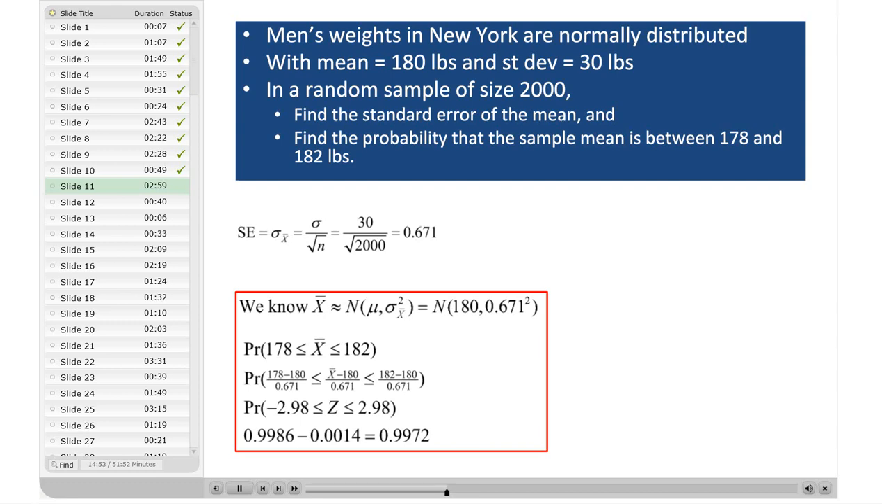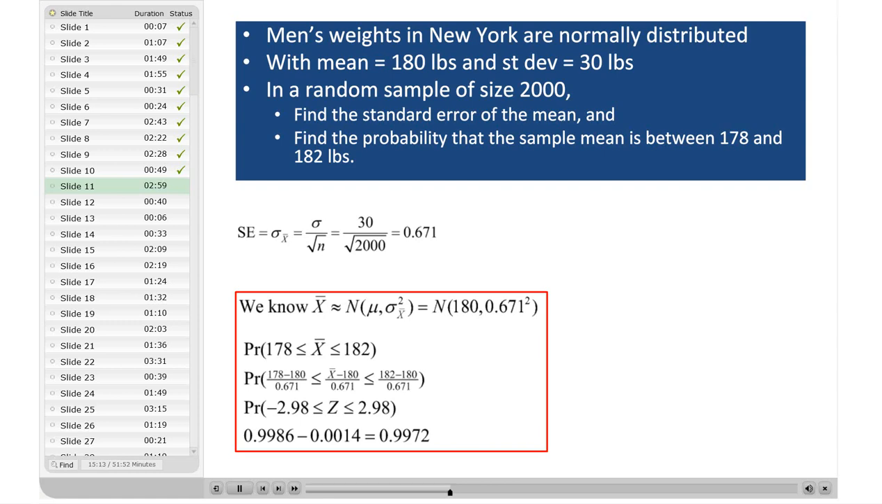Now we're trying to calculate the probability that X bar is between 178 and 182, so the next line that we write down is just writing that out in mathematical notation. It says probability 178 is less than or equal to x bar is less than or equal to 182. So we've simply written down the probability that we want to calculate. How are we going to calculate this probability? Well, we're dealing with a normal random variable, and we saw in the last chapter that in order to calculate this type of probability, we're going to use the z-score approach.